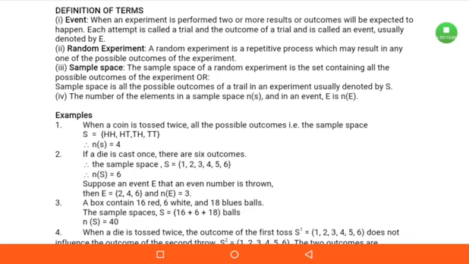Alright, so let's talk about sample space. Sample space is a set containing all the possible outcomes you could have in an experiment. For instance, when you throw a die again, you have either 1, 2, 3, 4, 5, or 6. So therefore, 1, 2, 3, 4, 5, or 6 are the elements contained in S, because this is a set of all the elements that could be shown.